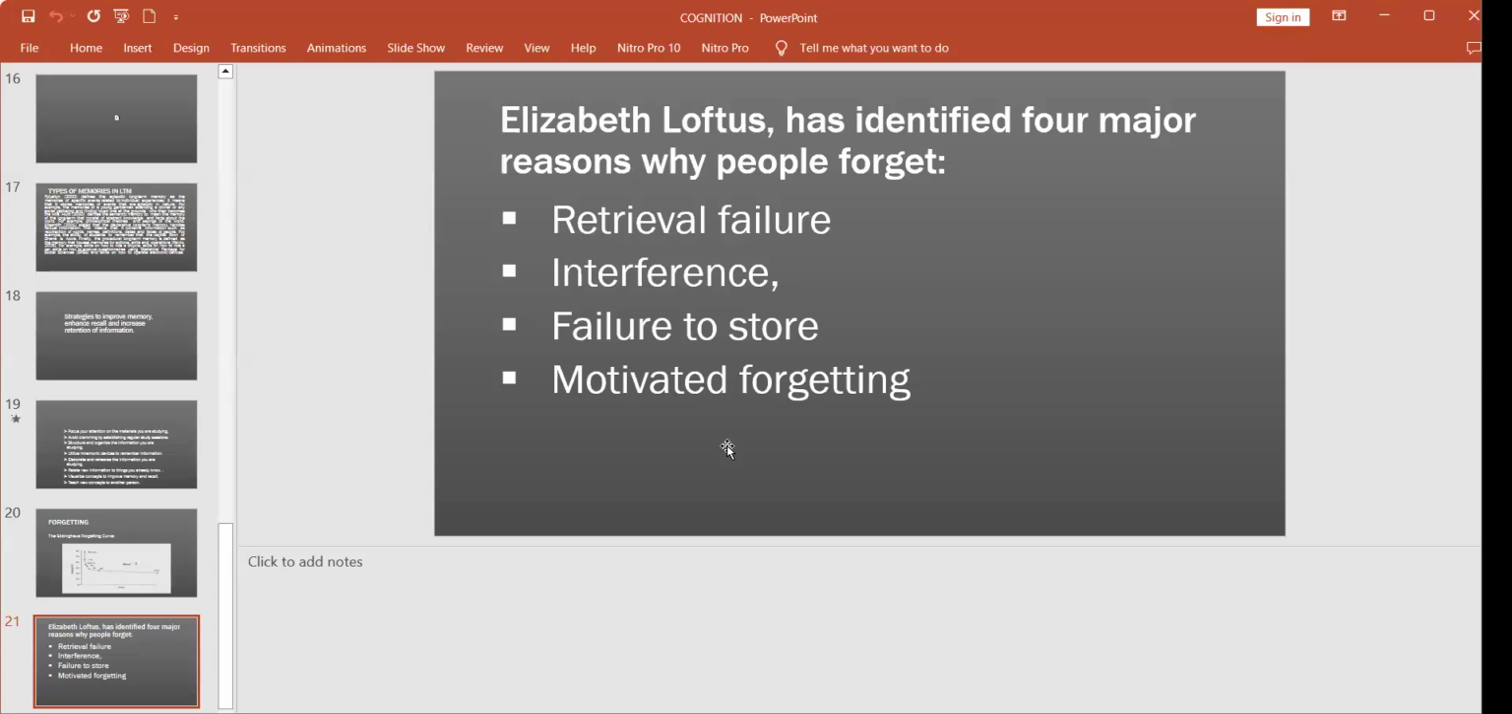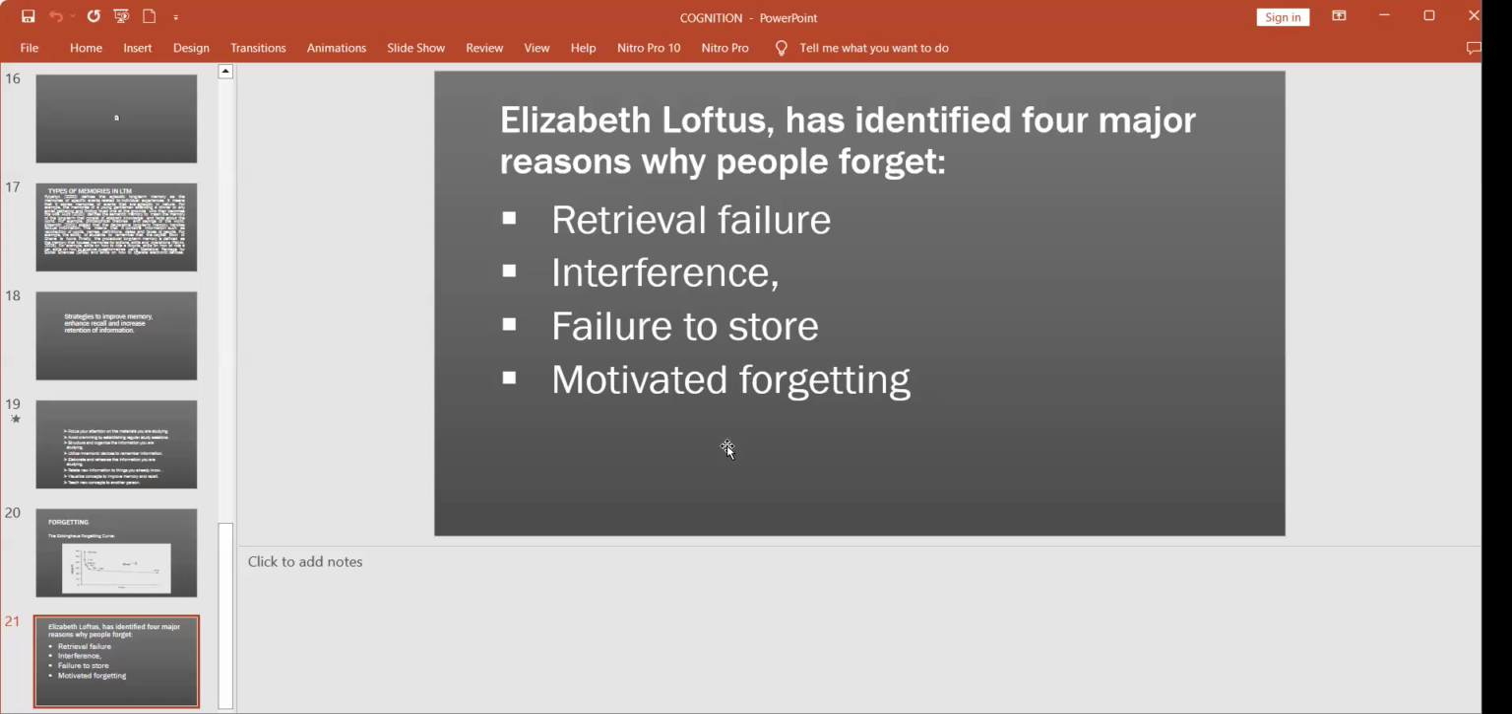Right. And then, failure to store. If lots of information is sent to the long-term memory, it can't accommodate it because it has the capacity of the magic number 7. Then the information is lost in the short-term memory without being sent to the long-term memory. So that is termed as failure to store.